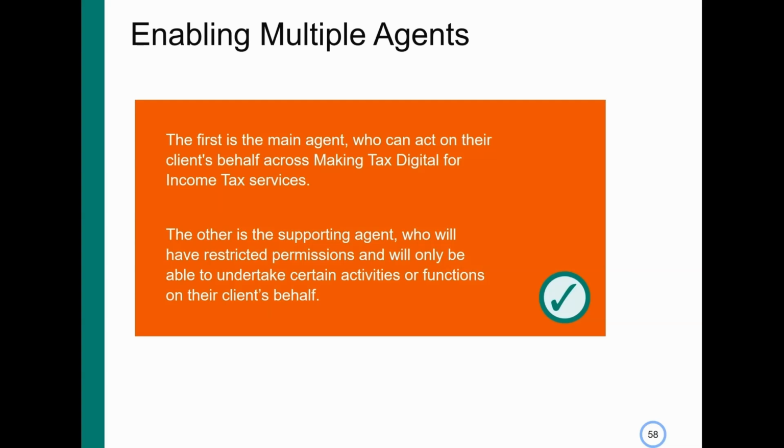The other will be the supporting agent, who will have restricted permissions and will only be able to undertake certain activities or functions on their client's behalf, including submission of quarterly updates. It is important to note that although in MTD for income tax, customers can have more than one agent involved in a single business stream, one set of aggregated digital records must be produced to send a single quarterly update.